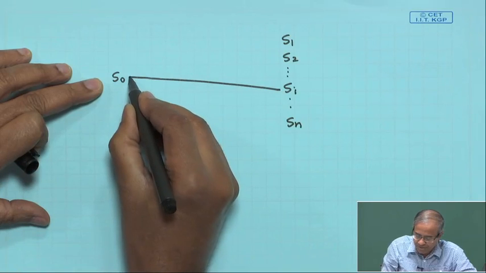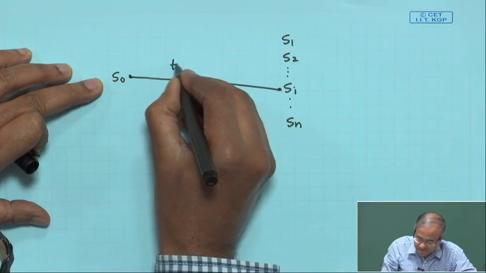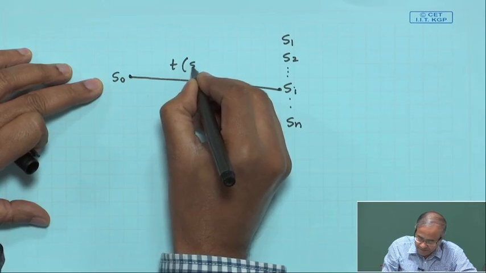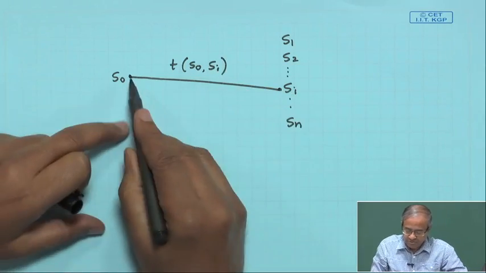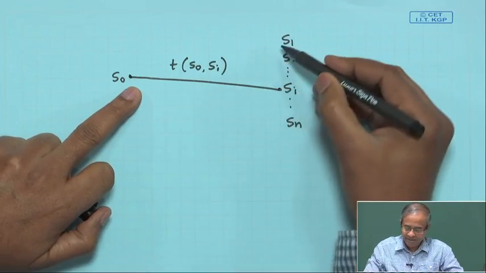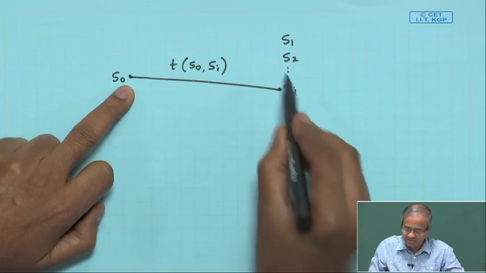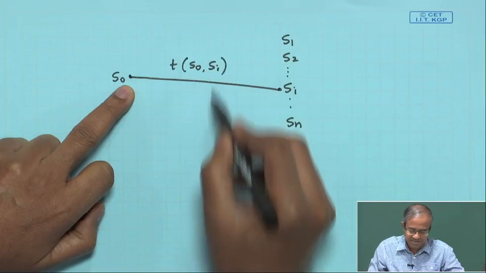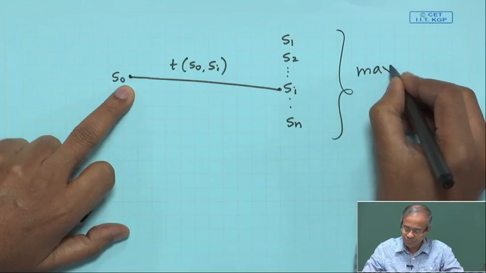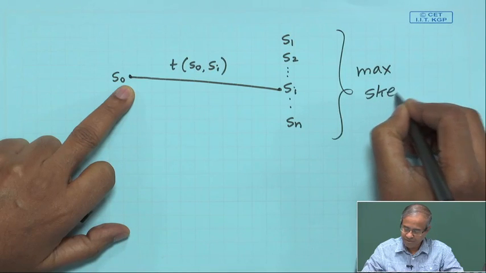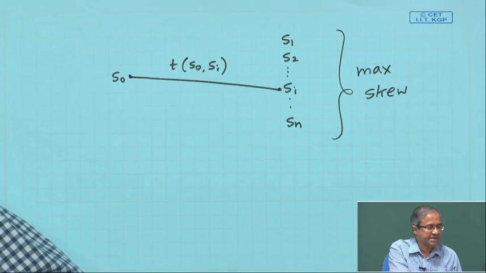The delay between the source and the sink I refer to as T S0 Si. So, if I calculate this delay across all S0 and Si pairs, S0 S1, S0 S2, S0 S3 and so on, and take the maximum of them, that will give me the maximum skew, right. So, mathematically we are expressing it like this.